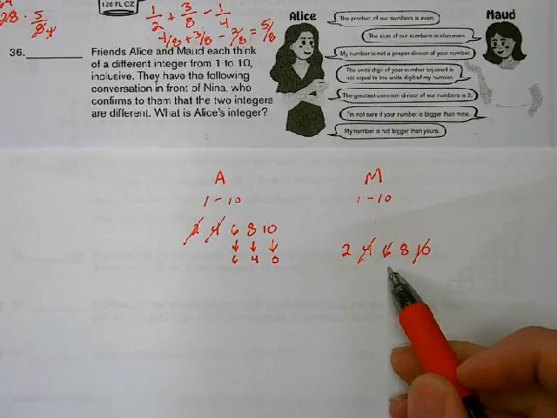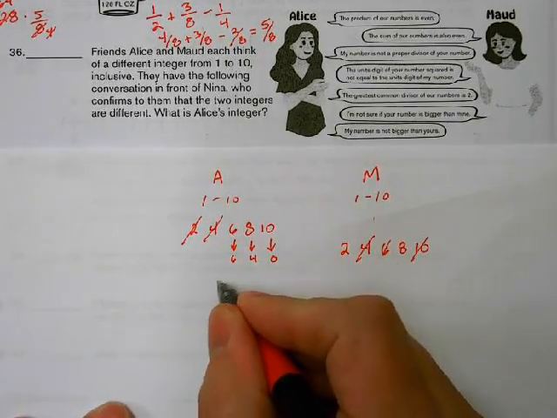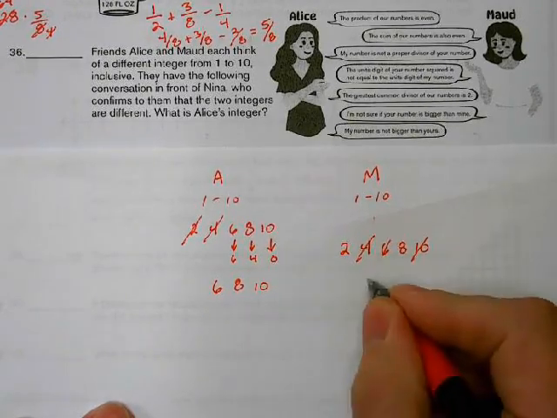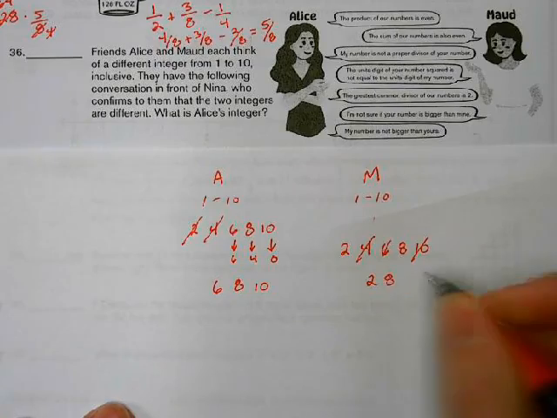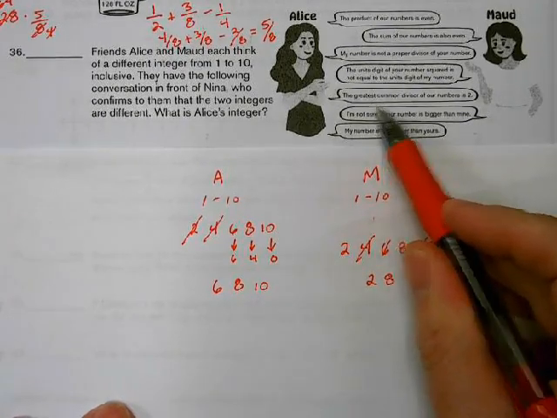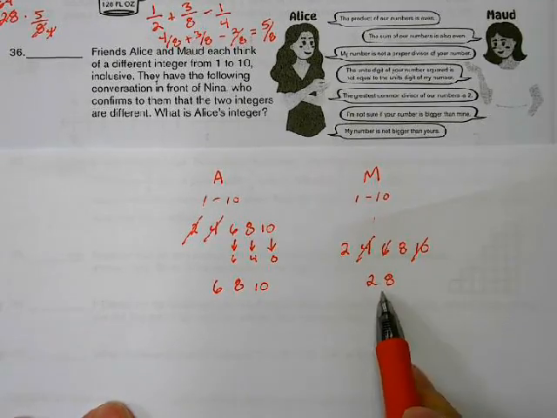All right, so at this point, Alice is a 6, 8, or 10, and Maud is a 2 or an 8. Whew. Next, Alice comes up and says, the greatest common divisor of our numbers is 2. Well, yeah, they all are. So not very helpful, Alice. Thanks a lot.